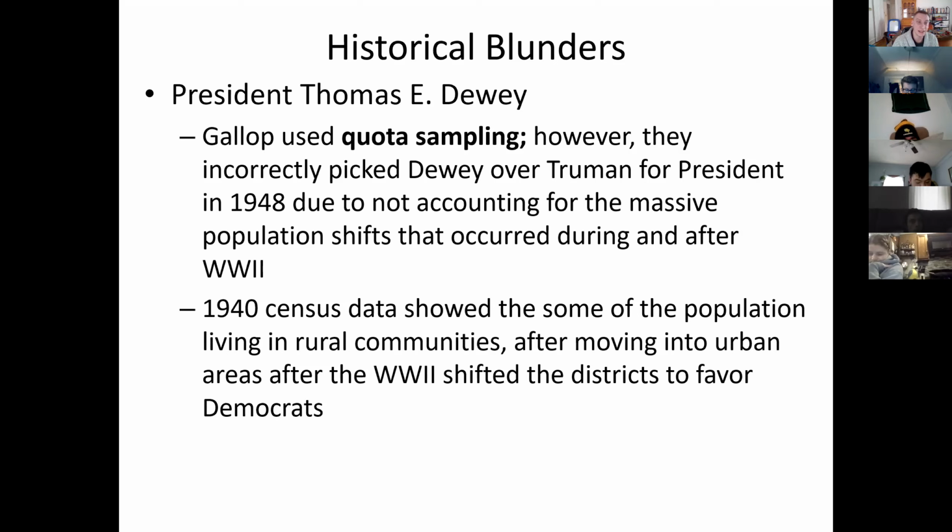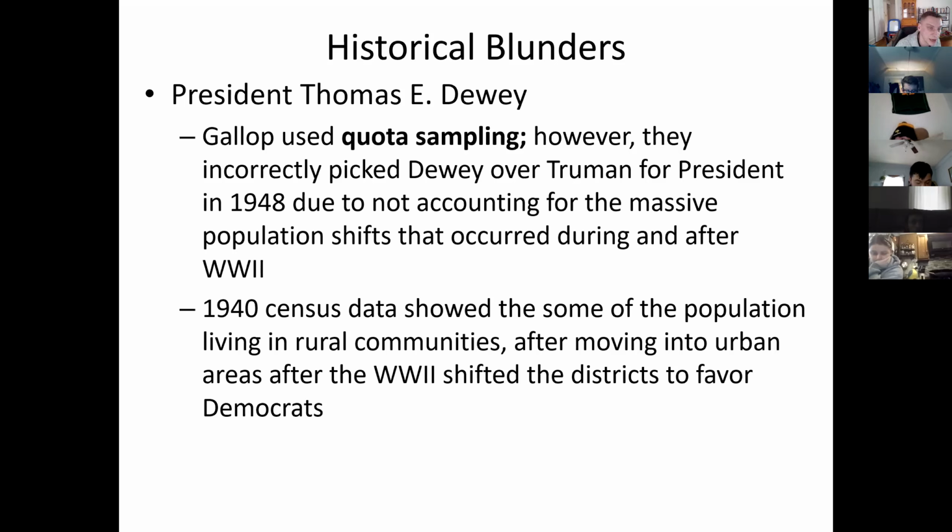But between the 1940 census and 1948, there were massive changes, with people going from rural to more urban areas. With this shift in the population, people who had been living in rural areas and would otherwise have voted for Dewey, now living in urban areas, started voting more Democratic, and it shifted districts Democratic, in fact.